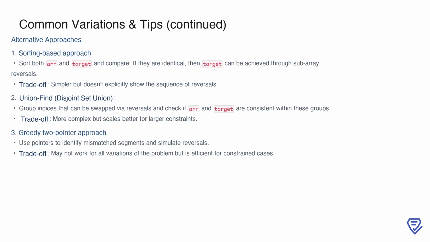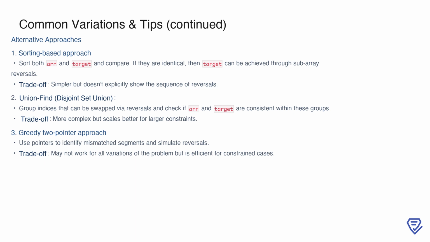When solving this problem, there are alternative approaches to consider. One common method is the sorting-based approach. By sorting both ARR and target and then comparing them, you can quickly determine if target is achievable through subarray reversals. While this approach is simple and intuitive, it does not explicitly show the sequence of reversals needed.